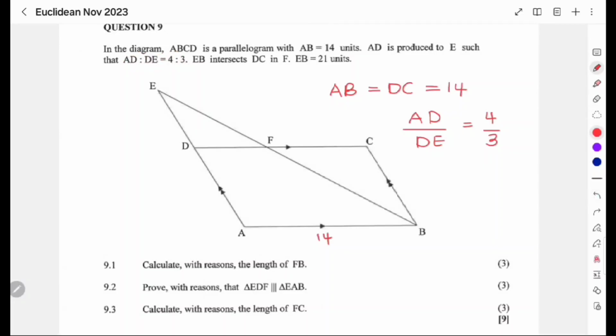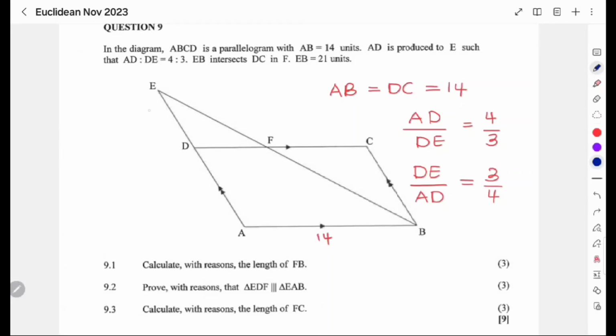We can also do the opposite. So we can say DE over AD is equal to 3 over 4. So we put the right side on top, which means we put the right number on top. We put the left side on the bottom, that means we put the left number on the bottom. So please take note of that. EB intersects DC in F, and EB is 21 units. So EB is this entire side over here that is 21 units.